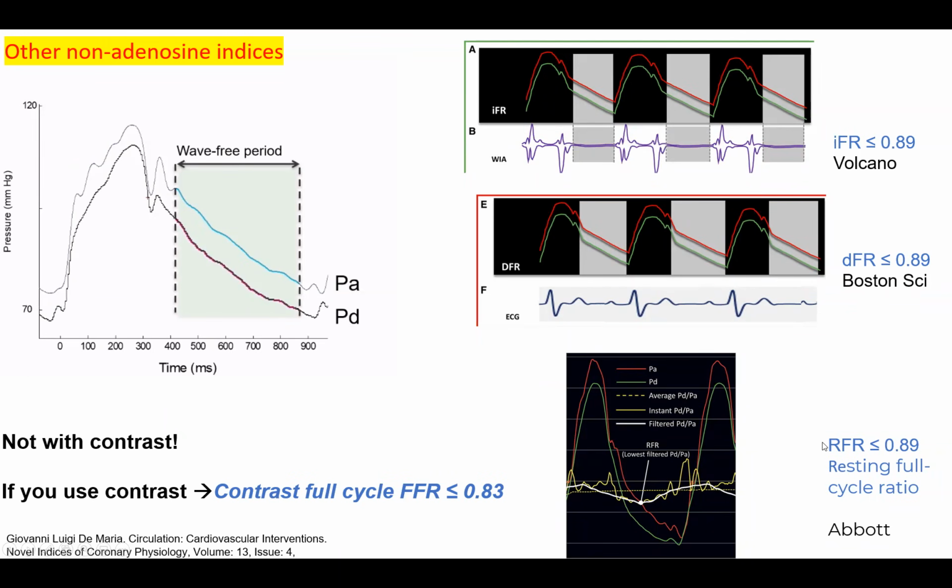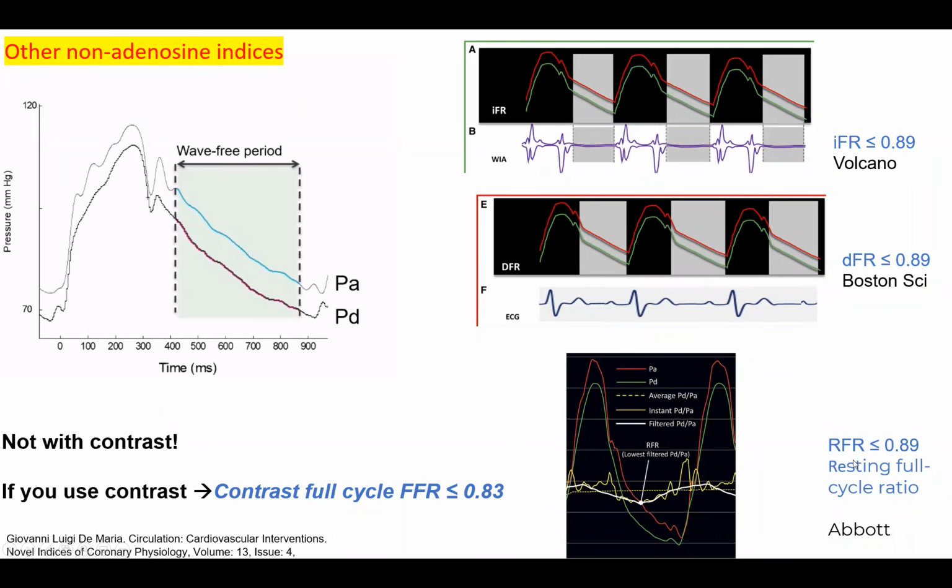There is another interesting index I want you to know. It's called RFR, by another manufacturer, Abbott. Basically what RFR does is pick the point, whether in diastole or systole, where you have the highest PD to PA ratio. Okay, so in a proportion of patients, the highest PD/PA ratio may actually be in systole, in end systole, particularly in the case of RCA.